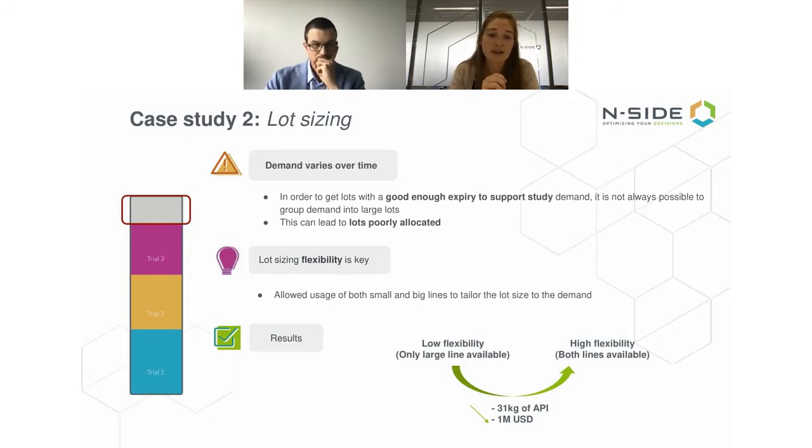This is something that is always going to be very interesting to reduce the waste. Having one size fits all is not something that is always working. And in the case of this particular case study, going from the low flexibility of using only one line and one lot size to adding more flexibility in this planning reduced the amount of API by 31 kilograms, which for this program amounted to 1 million. Again, there are different scales of programs, so you can imagine the impact that it could have for yours.